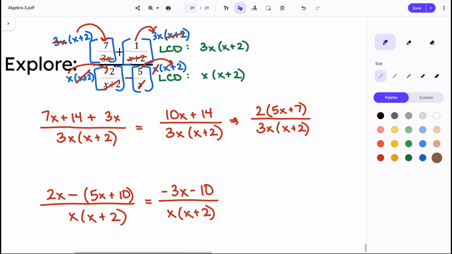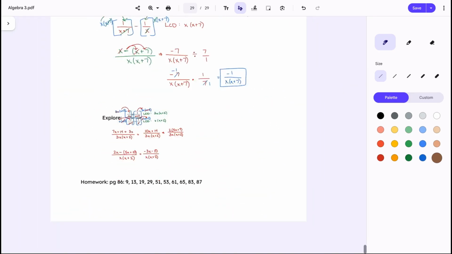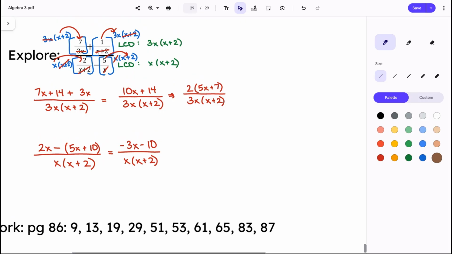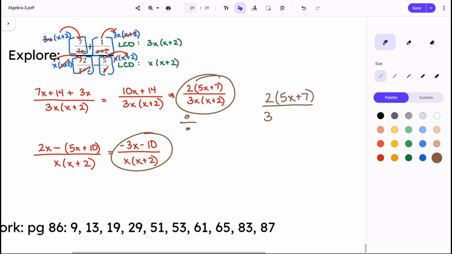So now the last thing we need to do is we're going to take this expression here, and we're dividing it by this expression here, because that's what we had up in the original problem. So I'm going to keep the first one as is, so 2 times that 5x plus 7. But then if I go to a multiplication sign, you have to flip that second fraction upside down. So the x plus 2 goes on the top now, all over negative 3x minus 10.